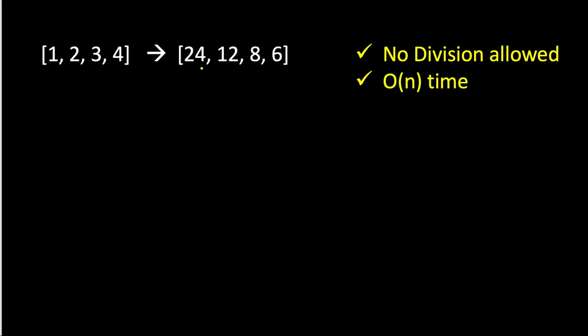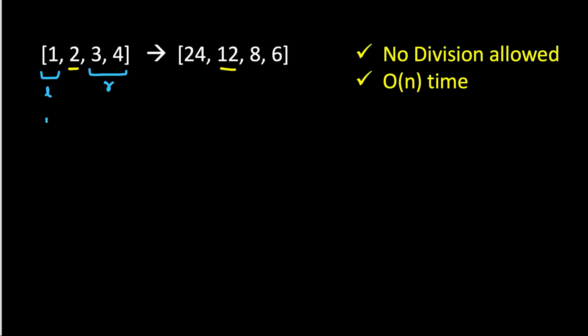If you look at any element, let's say I look at this 12, which corresponds to this 2. What this 12 denotes is the product of all the elements of the array except 2. And what is that equivalent to? That is equivalent to multiplying the product of all elements to the right of it and the product of all the elements to the left of it. And this will be true for each of these.